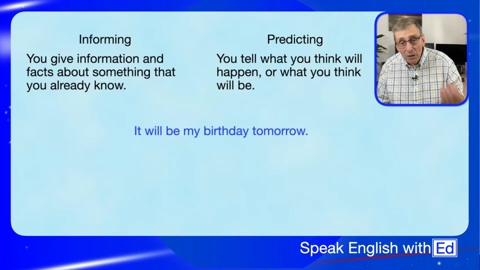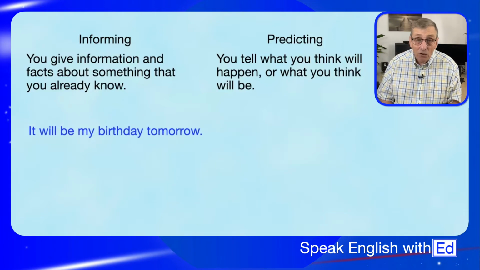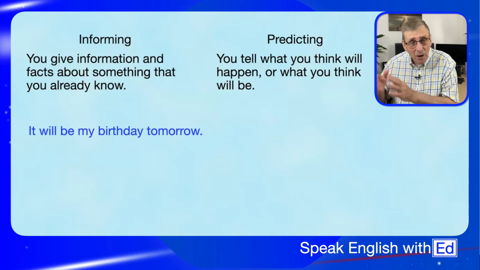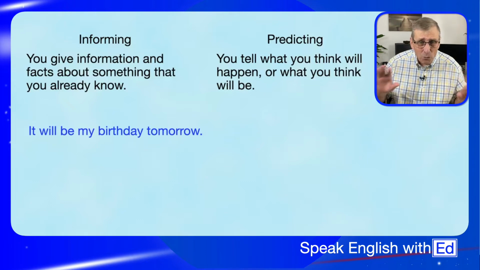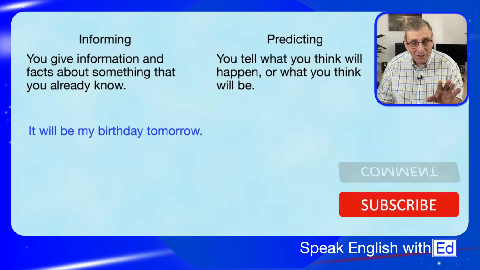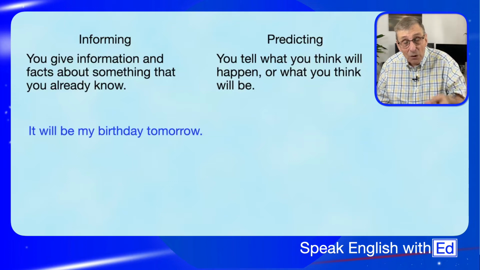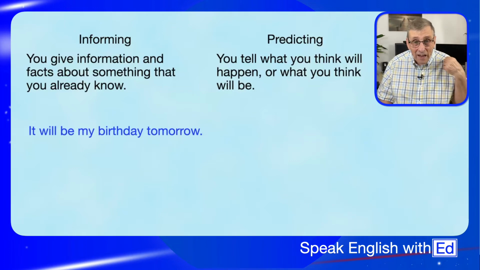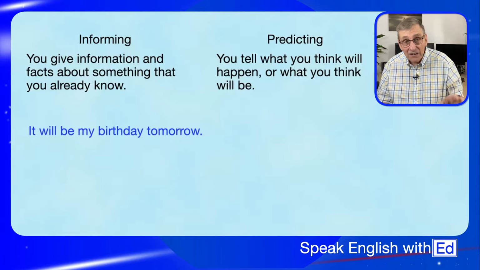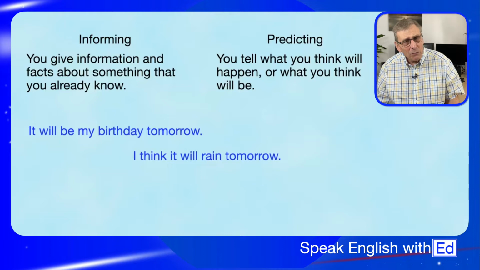It will be my birthday tomorrow. Is this informing or predicting? Well, actually, this is informing, because it's telling you it's going to be my birthday tomorrow. It won't be in reality. This is just a sentence. My birthday isn't tomorrow. But it's saying my birthday will be tomorrow, so it's giving you information that I know, right? If I was to say this, it would give you information that I know. So what about this one?